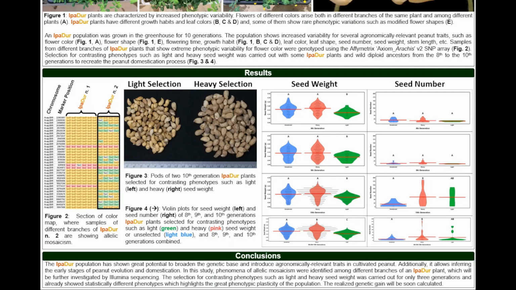The plants that are showing increased genotypic diversity we will further investigate using Illumina sequencing, and just after 3 generations of selection, we are able to have statistical differences among the IPADUR plants selected in different directions. Eventually, we will proceed with this material, performing yield trials in order to calculate the realized genetic gain over selection of this material. With this, I want to thank you for your attention.